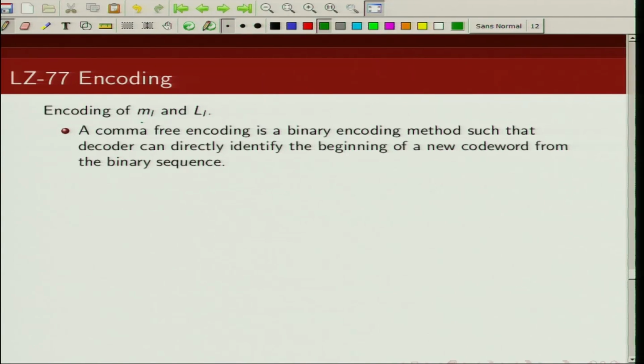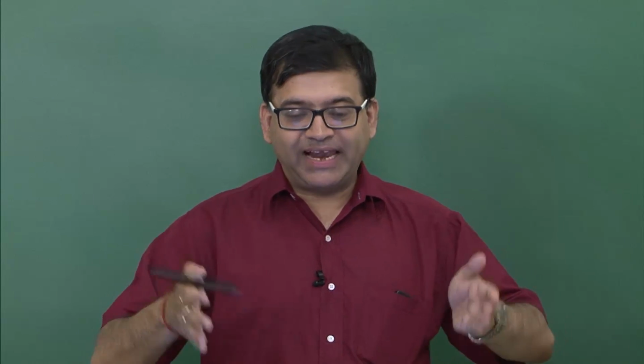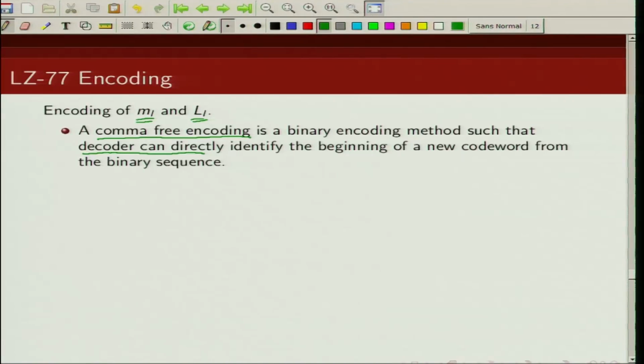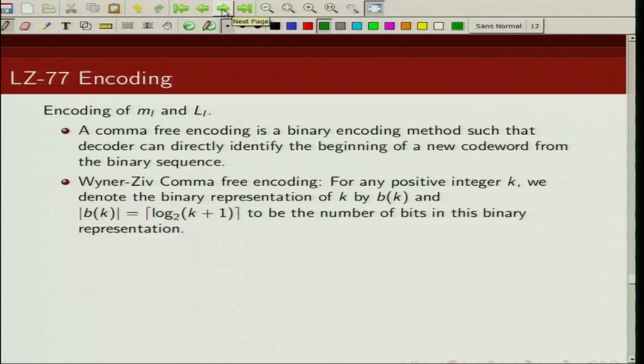So we are going to do what we call comma-free encoding of m and l. Now of course, if we are using variable length codes, we would like to know where the boundaries of l and m are. So if we use a comma-free code, the decoder can directly identify the beginning of a new code word from the sequence of numbers that it is receiving. So one such encoding scheme is given by Wyner and Ziv. So this is as follows.